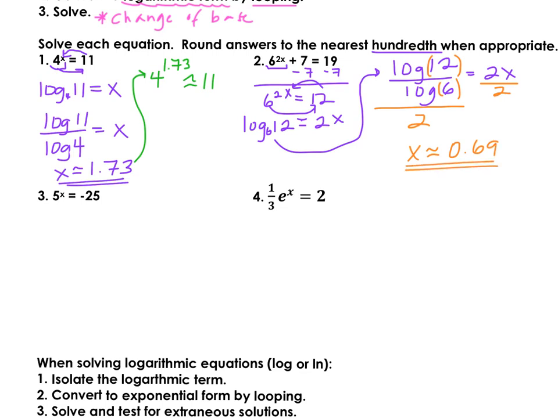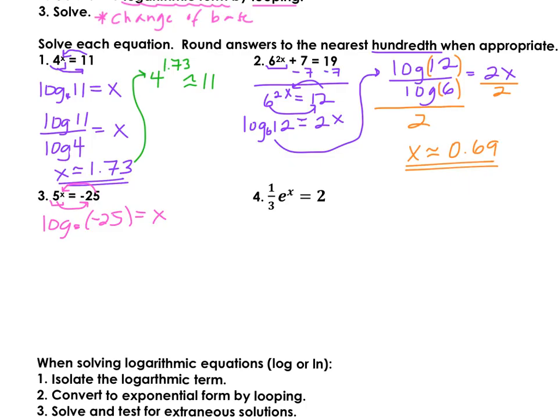All right, try question 3. 5 to the x equals negative 25. Notice our base is isolated, so we can go right to step 2, convert to logarithmic. If we type in log base 5, we want to take it of negative 25. And then our answer will equal x.